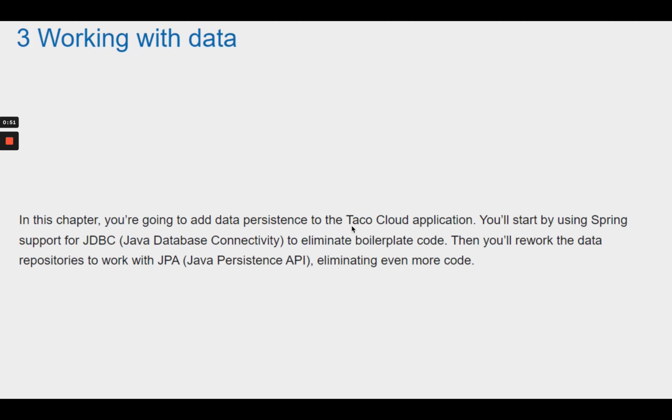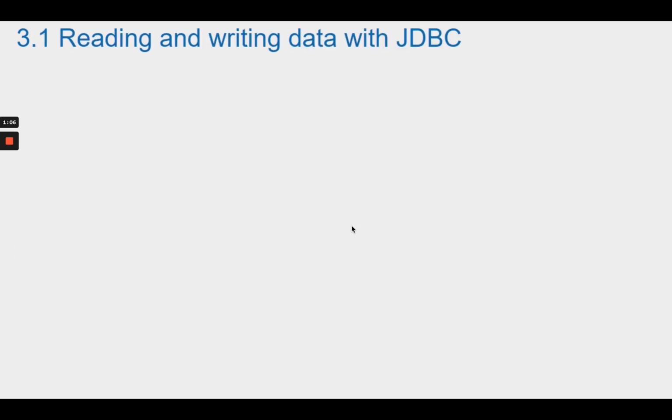You'll start by using Spring support for JDBC, Java Database Connectivity, to eliminate boilerplate code. Then you'll rework the data repositories to work with JPA, Java Persistence API, eliminating even more code. Section 3.1, Reading and Writing Data with JDBC.